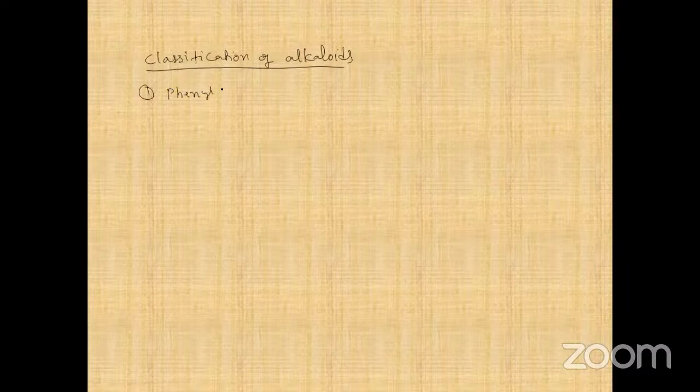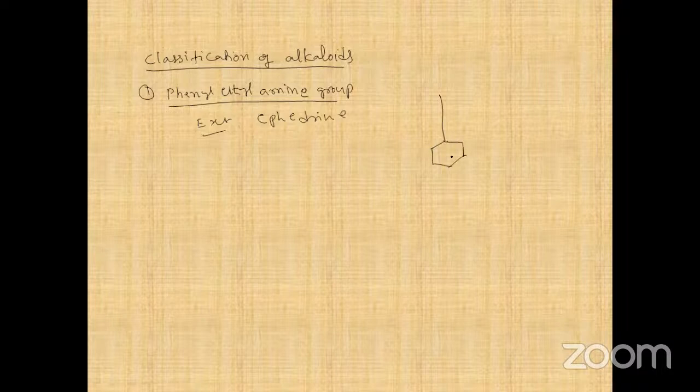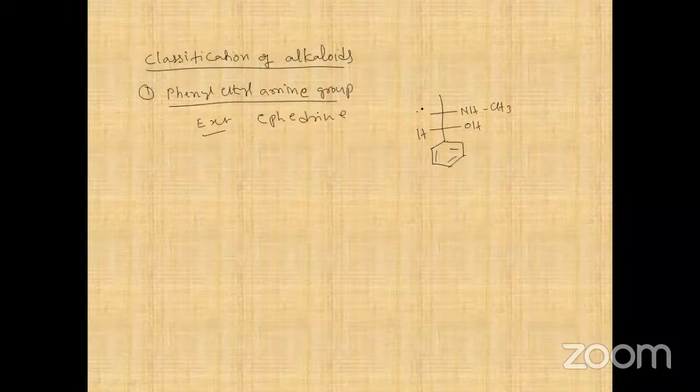Phenyl ethyl amine group. This is one type of alkaloid. An example for this is ephedrine. The structure of ephedrine is, CH3. Okay, this is ephedrine.